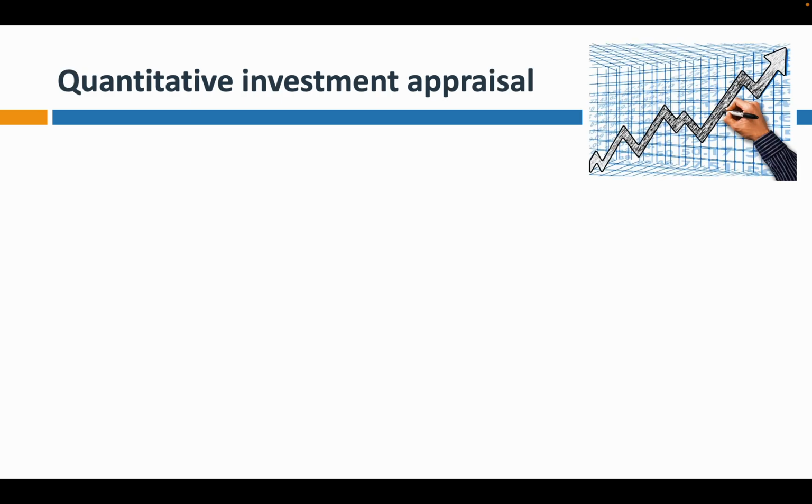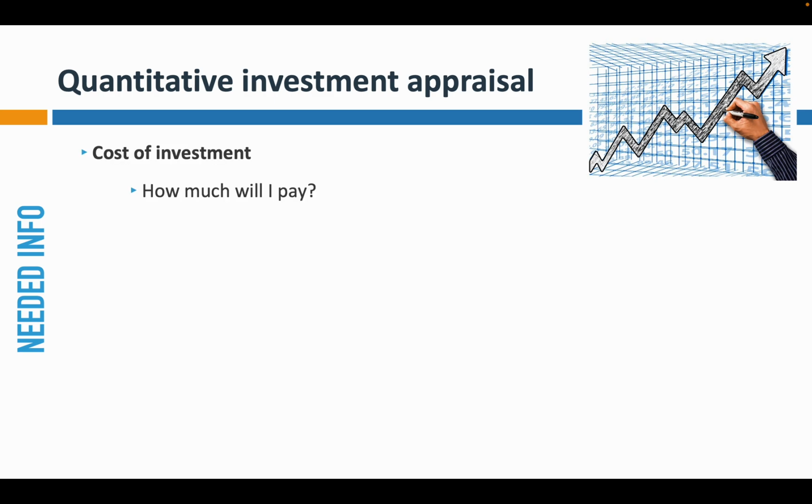So focusing on the quantitative investment appraisal, we can have three tools that we can use. And I already mentioned what those are. And usually we need some information in order to assess, or even some information that we're going to insert into those tools. So the needed information, what we need at the beginning, is the cost of investment. So basically, how much will I pay for the specific fixed asset or for my capital good?